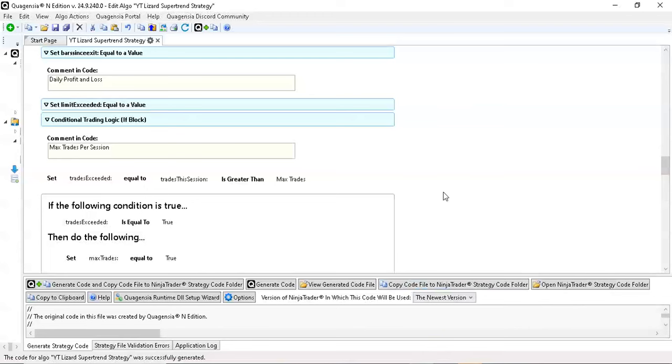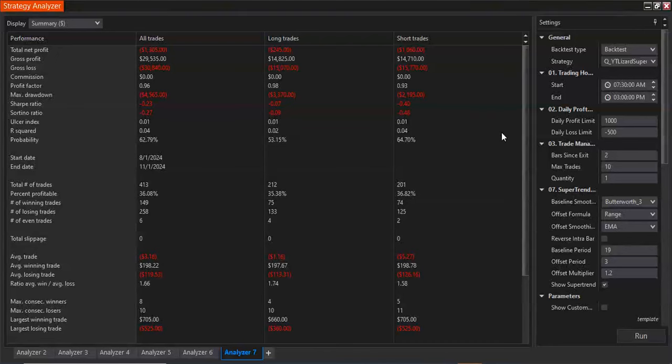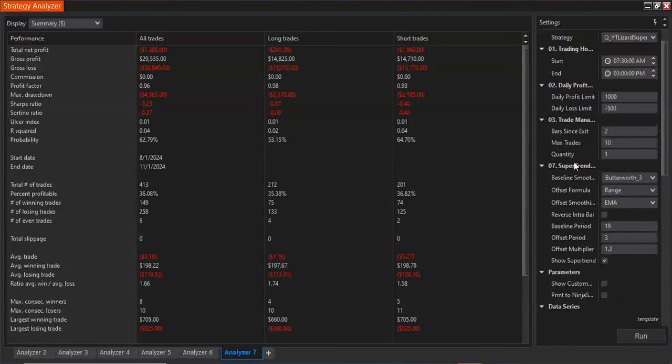All right, everybody. That is basically it. I just wanted to show you the implementation of the max trades per session. So as you can see, we got everything working on the strategy so far. We got the trading hours working. We got the daily profit and loss working, the bar since exit, as well as the max trades, as well as the parameters for the super trend.